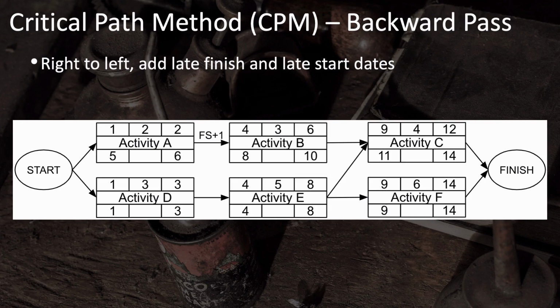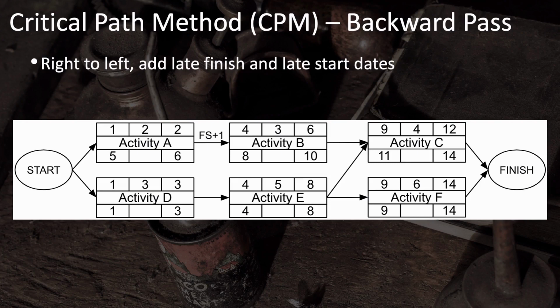Look at activity B. It can end as late as day 10 without delaying activity C. That means that its late start is 3 days prior or the beginning of day 8. For activity A, this would be a 7 except for that 1 day lag, so it needs to be a 6 as its late finish, and its late start is 2 days prior or the beginning of day 5. So it doesn't have to start on day 1, it could start as late as day 5.